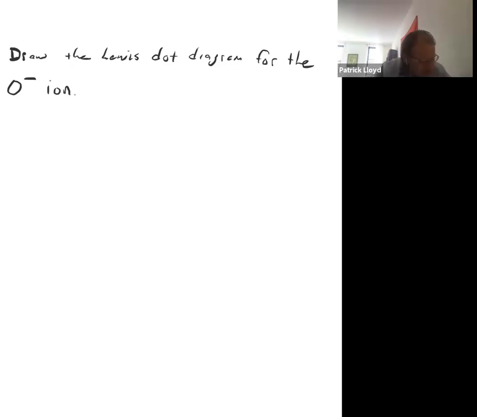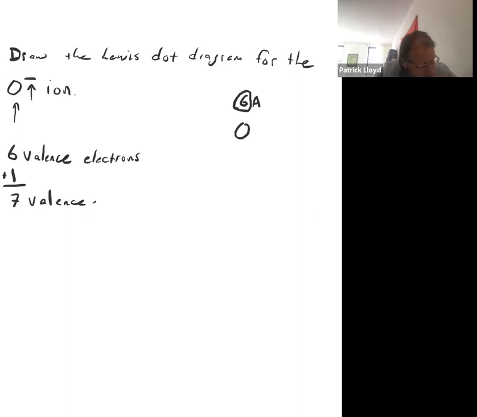You first look up the symbol, so that's oxygen. Oxygen is in group 6A. So what that tells you is it has 6 valence electrons, right? So you got 6 valence electrons. And then it's negative. It has the negative charge. So you add one more. So that gives you 7 valence electrons. If it were -2, you would add 2 more electrons and you'd have 8. Okay, so now you got 7.